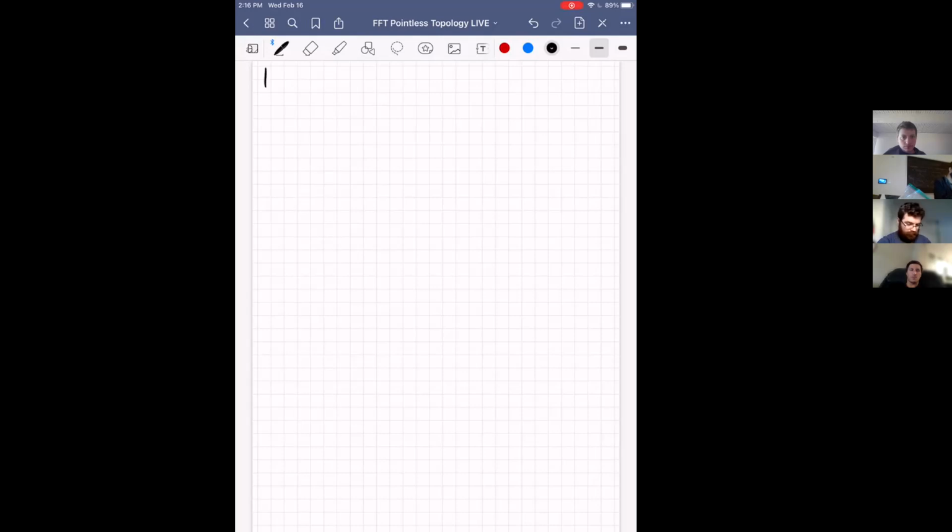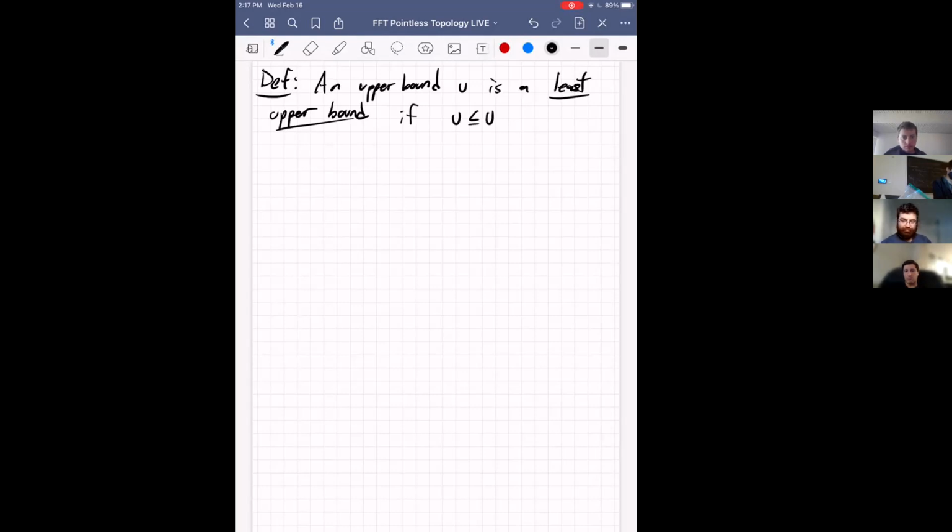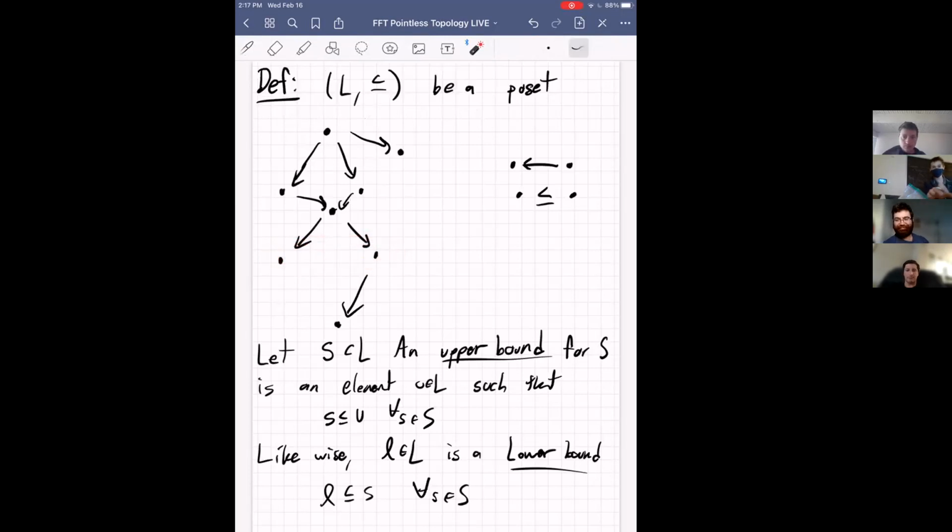Okay, so let's do another definition. An upper bound U for some set S is a least upper bound if U is less than or equal to U' for all upper bounds U'. So maybe pictorially, I had these two elements as my set, and then this would be a least upper bound. But these three, they're upper bounds, but they're not least upper bounds. Just to be clear, it has to be an upper bound as well, right? Yeah, it has to be an upper bound. So this is an upper bound for these two guys, and it's also a least upper bound.